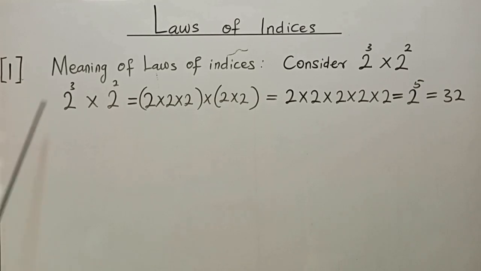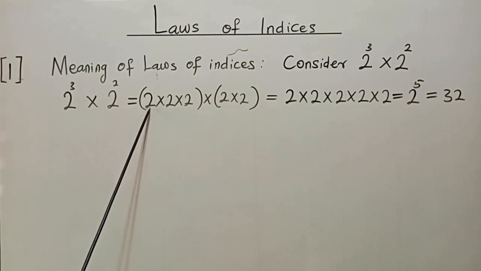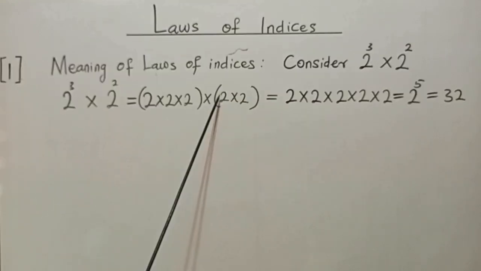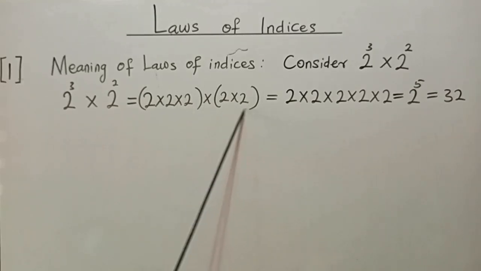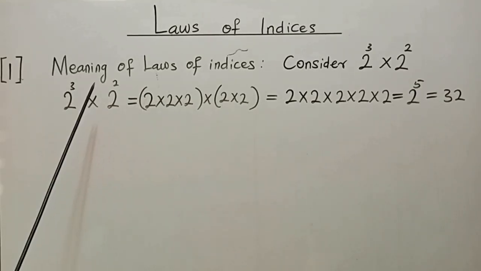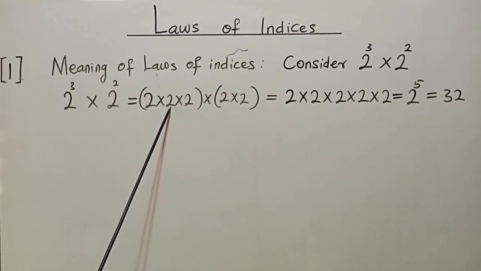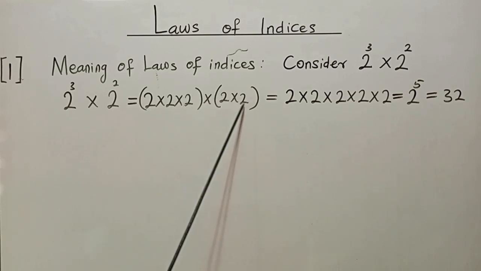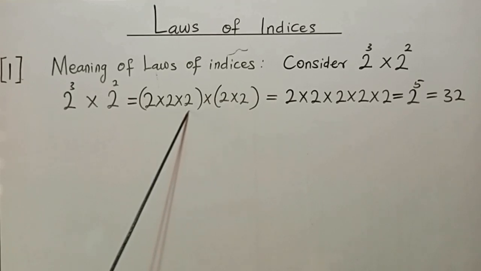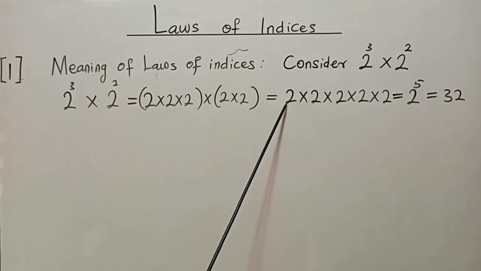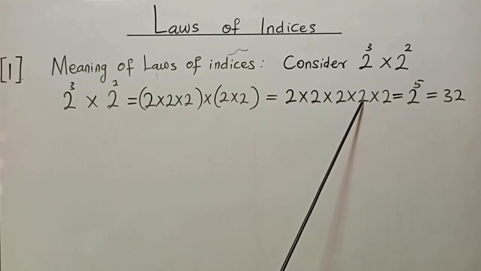The first says this: 2 to the power 3 means the same thing as 2 times 2 times 2. I hope you agree with me. What about this? 2 to the power 2 means 2 times 2. Therefore, 2 to the power 3 times 2 to the power 2 means 2 times 2 times 2, then times 2 times 2. Then, when the brackets are removed, we get 2 times 2 times 2 times 2 times 2.